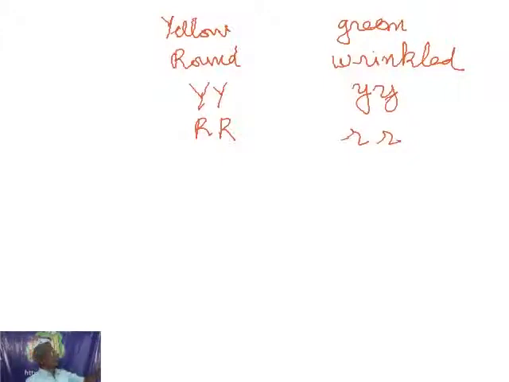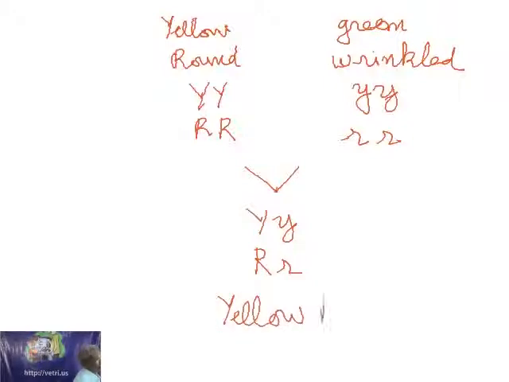So when yellow round is written like this and green wrinkled is written in this way, and when you make a cross you get capital Y, small y, capital R, small r, and this you call as yellow round variety. This is called as yellow round variety, and we call this as a F1 generation and this as a parental generation. Now when this F1 generation is inbred, what is happening? This is what we are going to do right now.